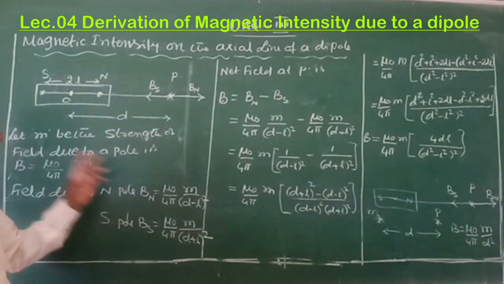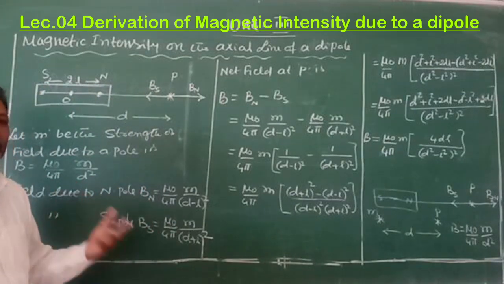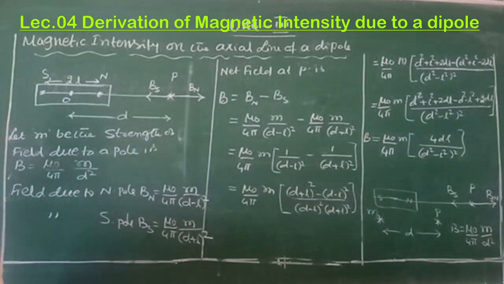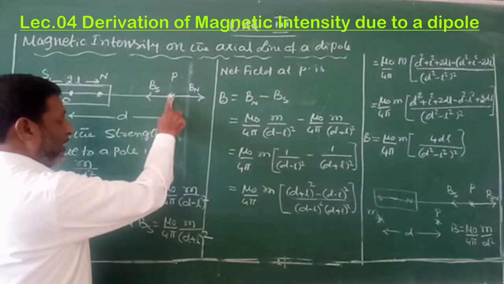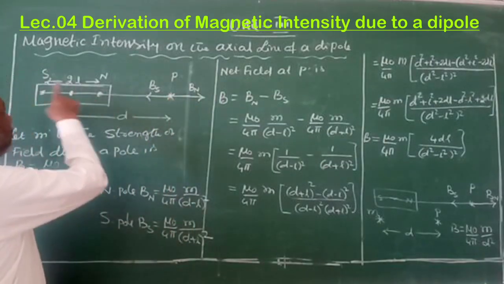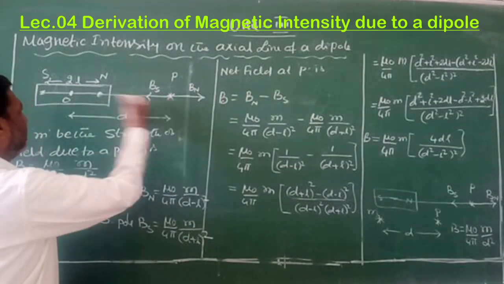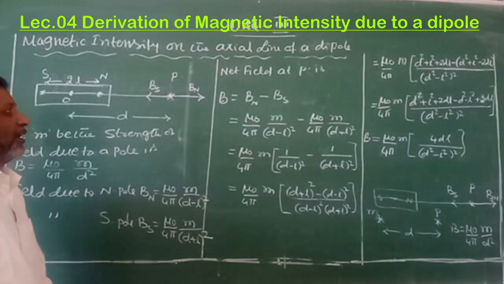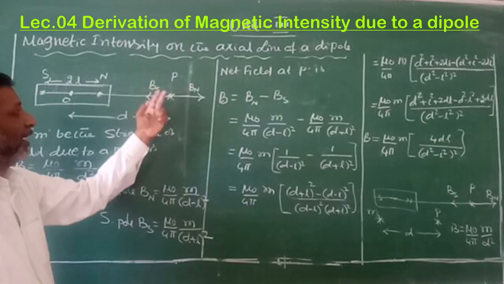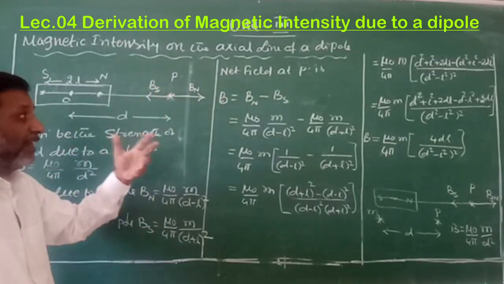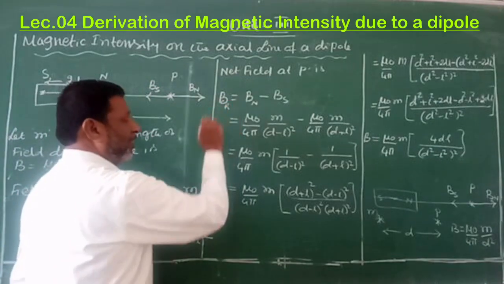Now, we are already clear that this is a vector, which has direction also. The field due to the north pole is away from it. That is what the Bn is in this direction. Next is the field due to the south pole. The Bs is towards the pole. The field due to the north pole and the field due to the south pole are in the opposite direction. Hence, the resultant field is this, R, the resultant field.